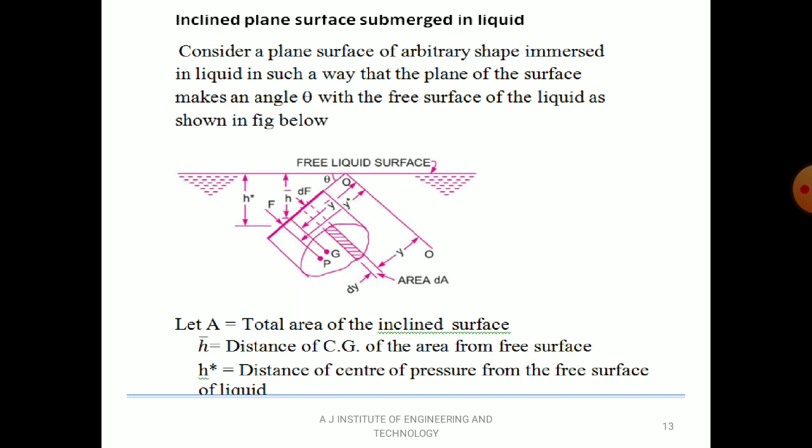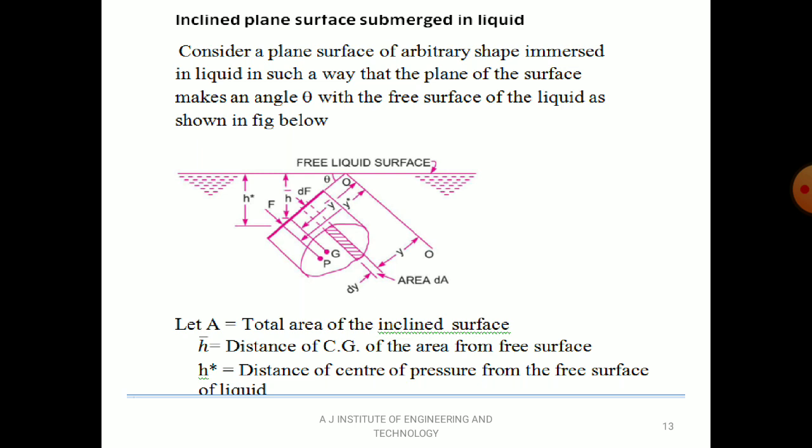So you can see that the force F is acting. Similarly, G is at a distance of h bar from the line of action, and point P is at a distance of h star from the line of inclination. Then you can see the small elemental area dA, with thickness dy, at a distance of y from OO. OO can be drawn perpendicular to the line of inclination. y star is the distance of P from OO.